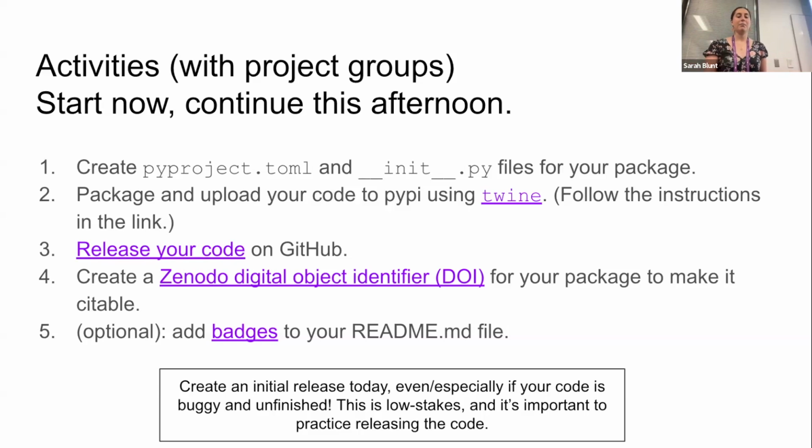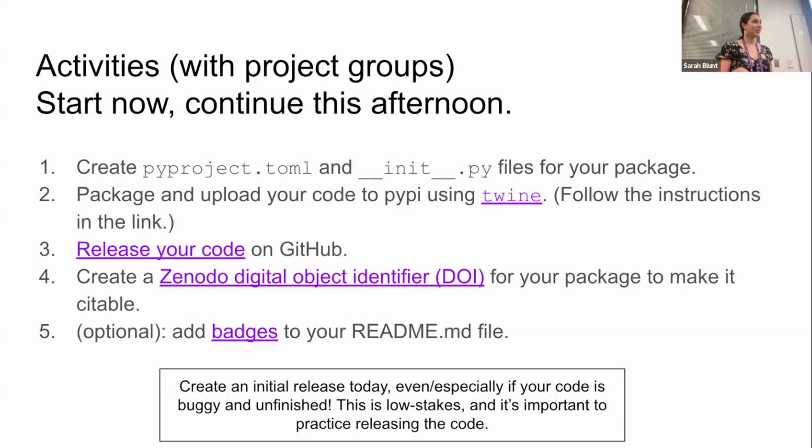The goals are to create the files that you need for your package, actually package and upload your code to PyPI using Twine, release your code on GitHub, and create a DOI, or digital object identifier, for your package. This is the thing that's going to make it citable. And then optionally, which is my favorite part, add badges to your README file. When we get to that part, I'll show you some badges on the Orbitize page. I like badges a lot.